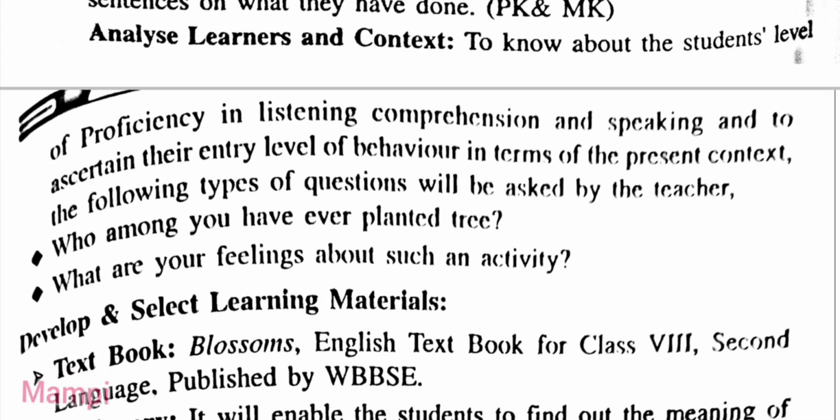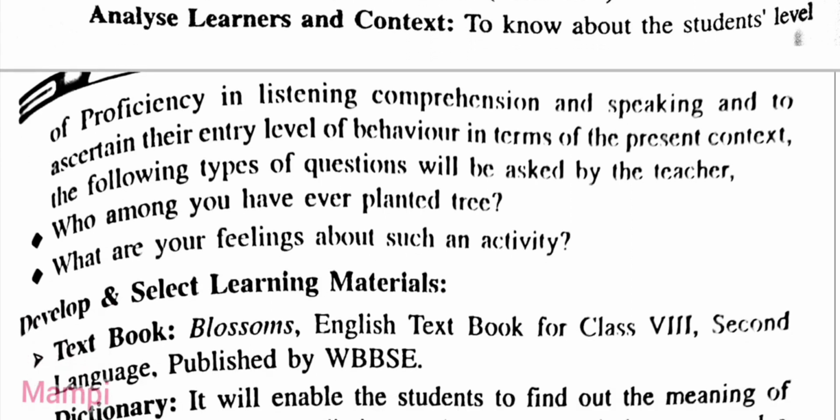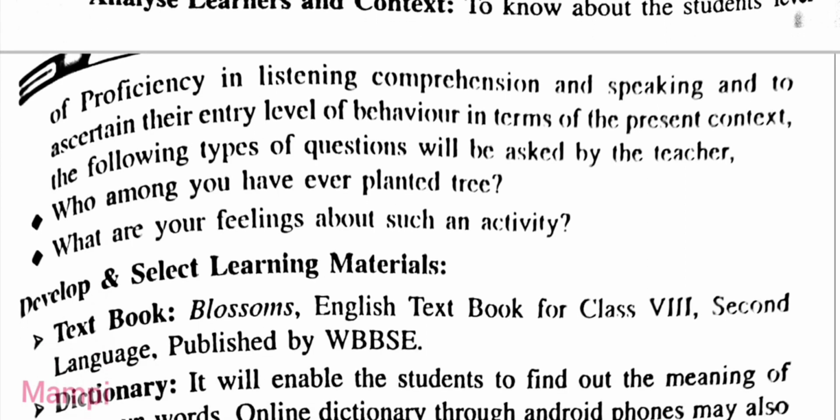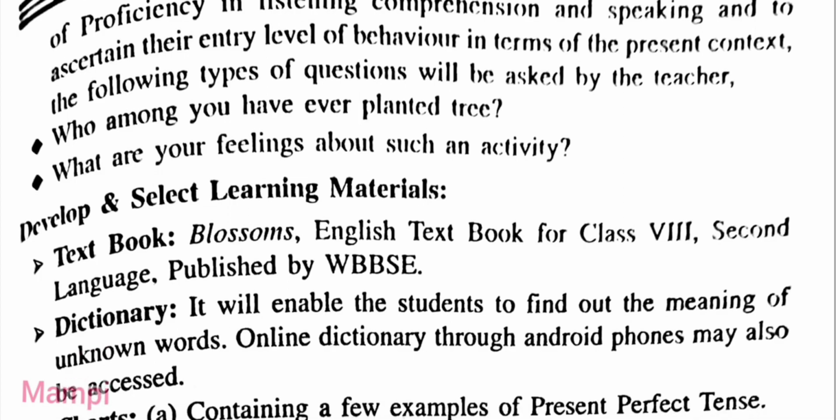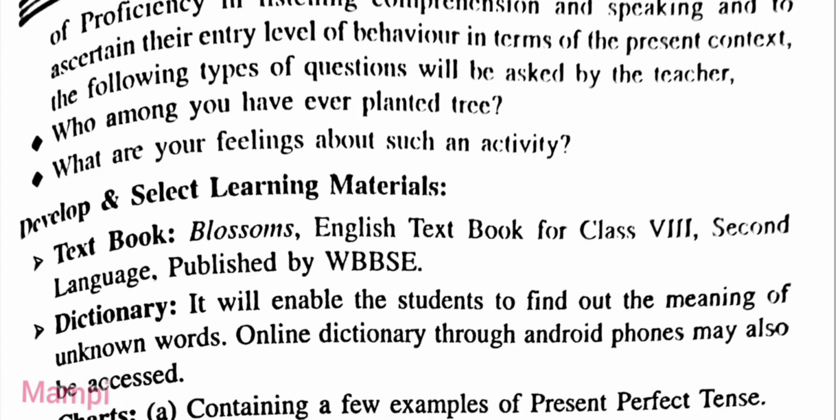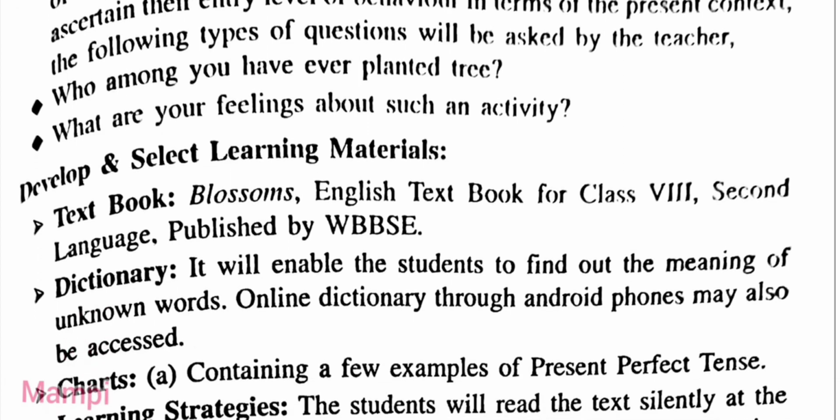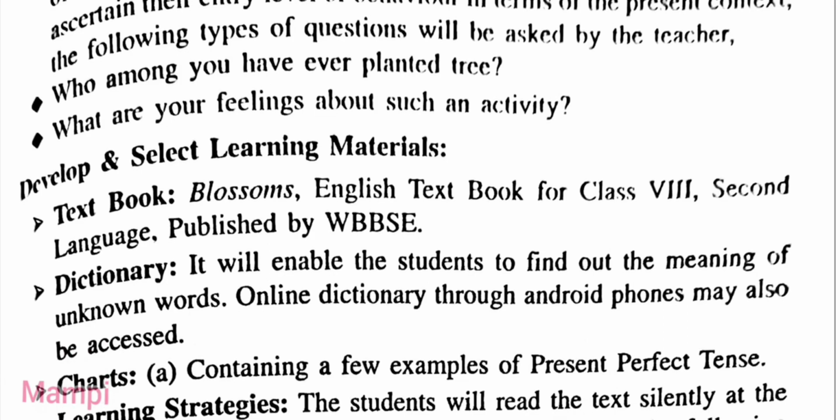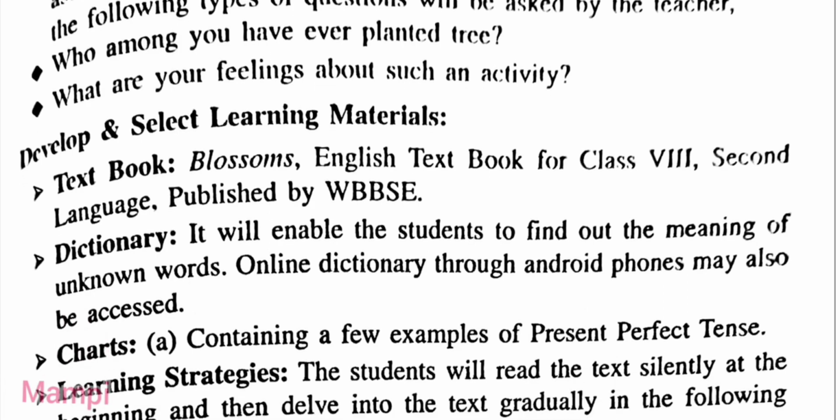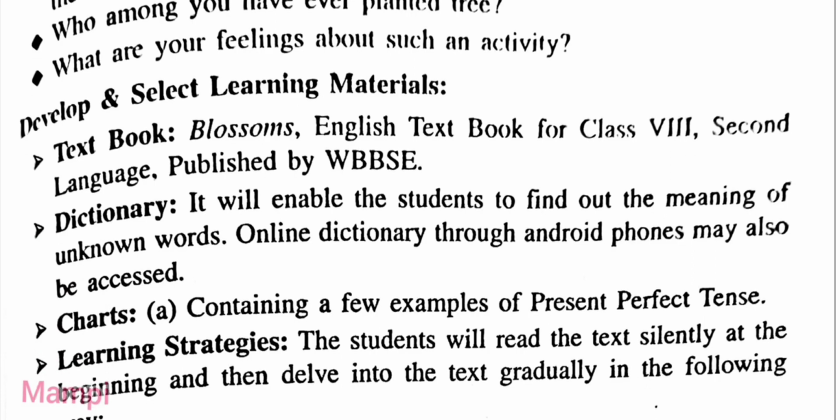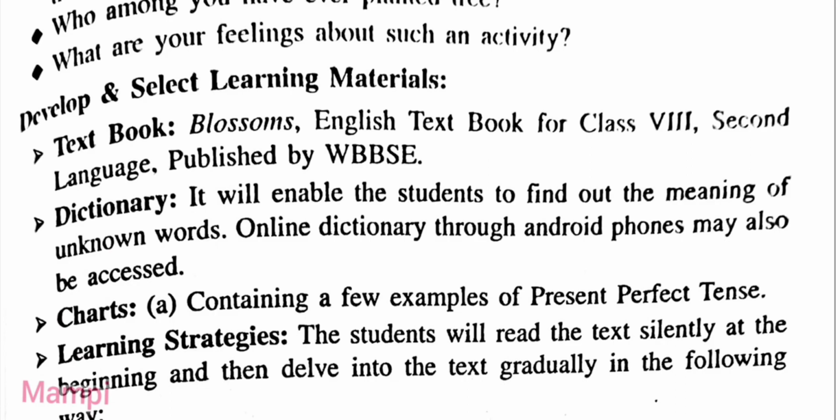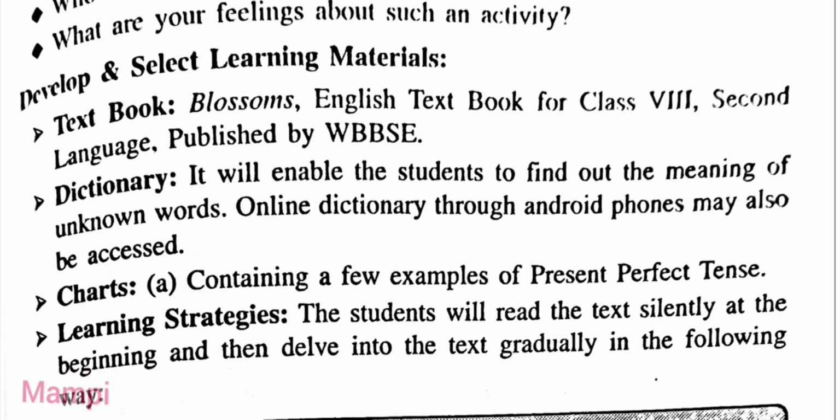Next point is analyze learner and context. To know about the students' knowledge of proficiency in listening, comprehension and speaking, and to ascertain their entry level of behavior in terms of the present context, the following types of questions will be asked by the teacher. Who among you has ever planted a tree? What are your feelings about such an activity?